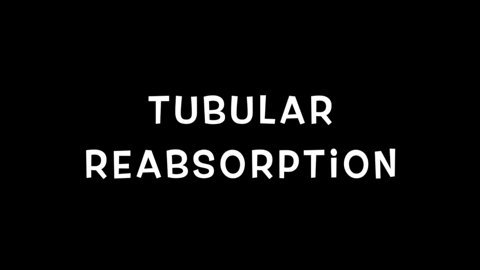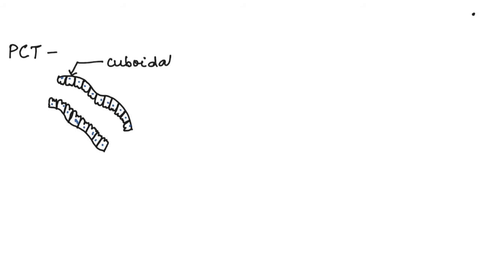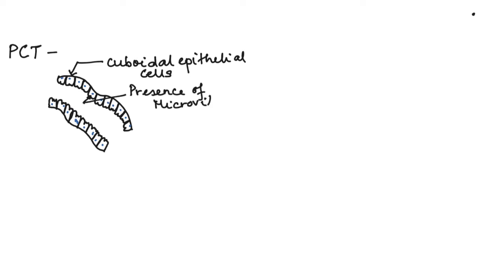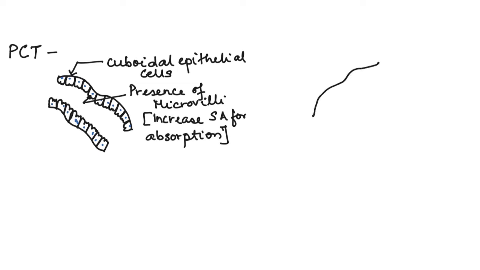In this video, I'm going to talk about tubular reabsorption. Tubular reabsorption is the second process in urine formation that takes place in the PCT and to a certain extent in the DCT also. Now, the PCT is made up of cuboidal epithelial cells. These cuboidal epithelial cells show the presence of microvilli. And as we know, microvilli are for increasing the surface area for absorption. So here, reabsorption happens of the filtrate into the capillaries surrounding it, that is the peritubular capillaries.